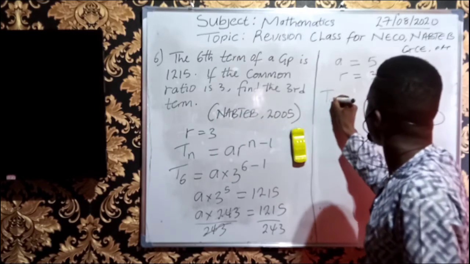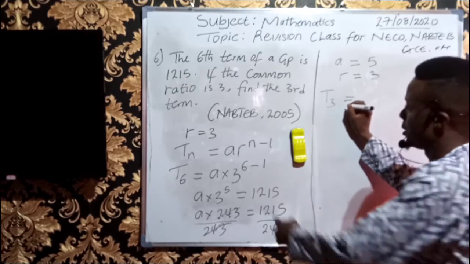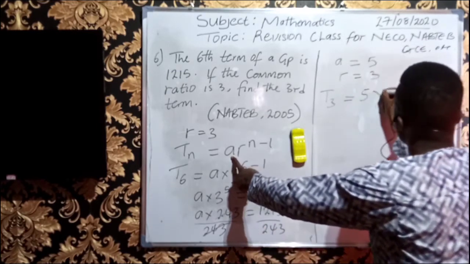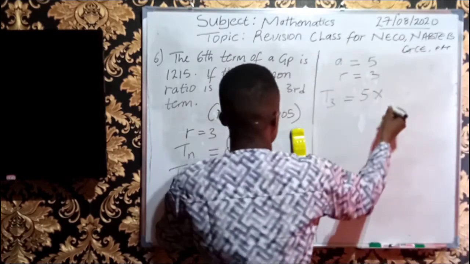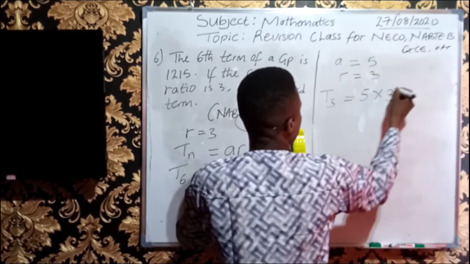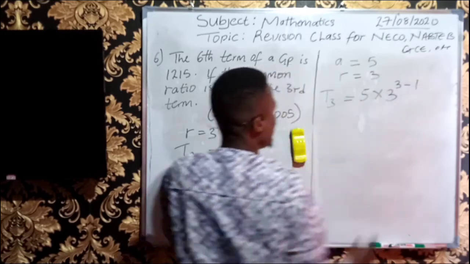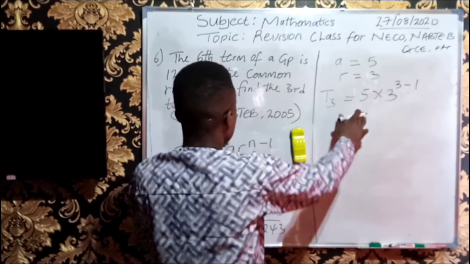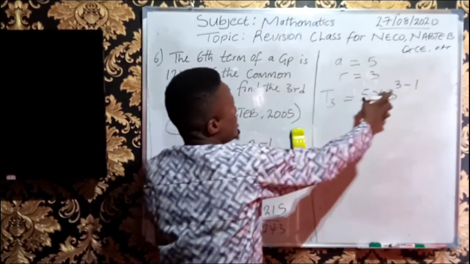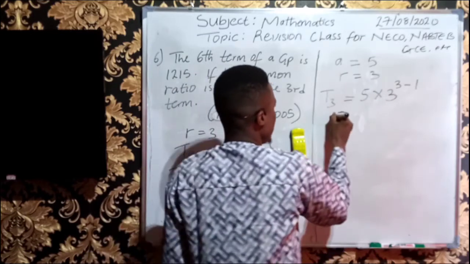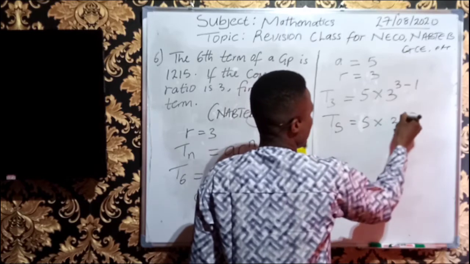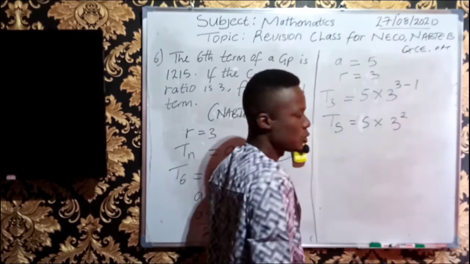So T3 will now be, look at the general formula, A, which is now 5, multiplying R, which is now 3, power of n minus 1. A is 5, times R, which is 3, power of n. They say third term, n is 3, then minus 1. So T3 will give me 5 times 3 power of 2, because 3 minus 1 is 2.